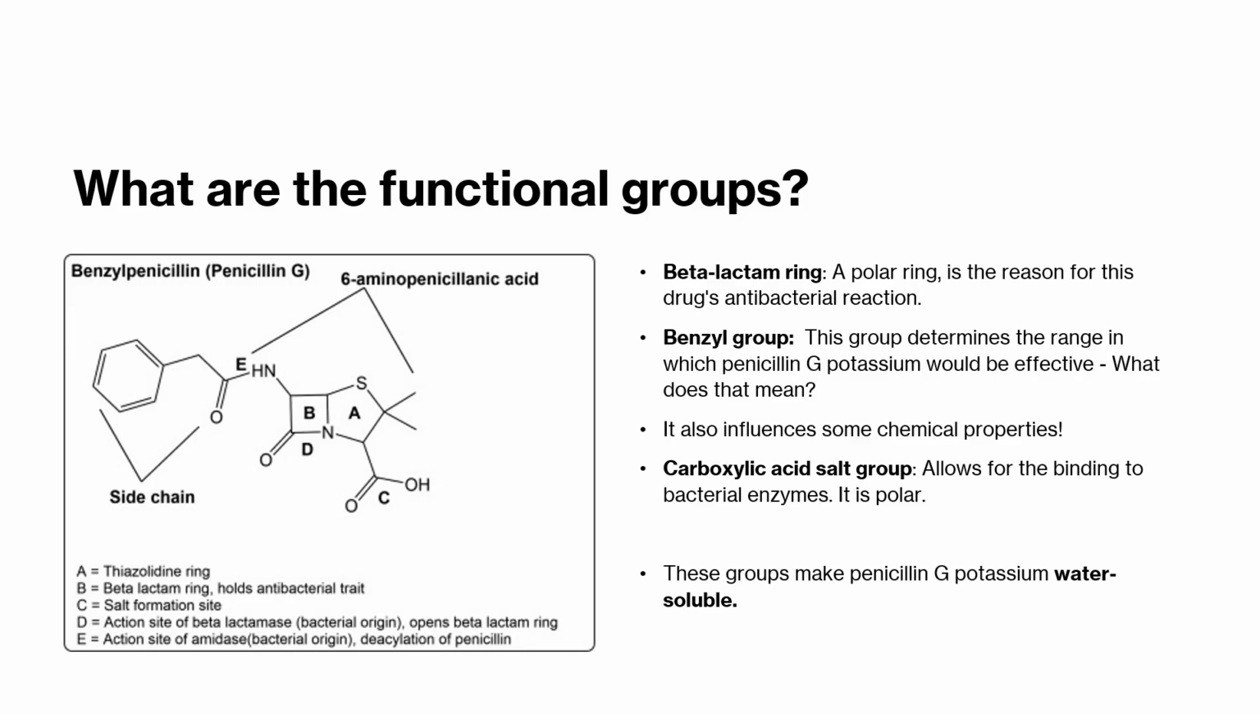The benzo group, on the other hand, determines the range in which the penicillin G would be most effective, which simply put, it determines whether or not it is effective against a certain kind of bacteria, and in this case, penicillin G potassium is more effective against gram-positive bacteria rather than gram-negative.